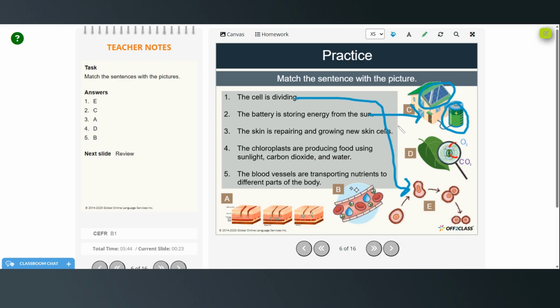Number three, the skin is repairing and growing new skin cells. That is picture A. And number four, the chloroplasts are producing food using sunlight, carbon dioxide, and water. That is letter D. And the blood vessels are transporting nutrients to different parts of the body. That is letter B.